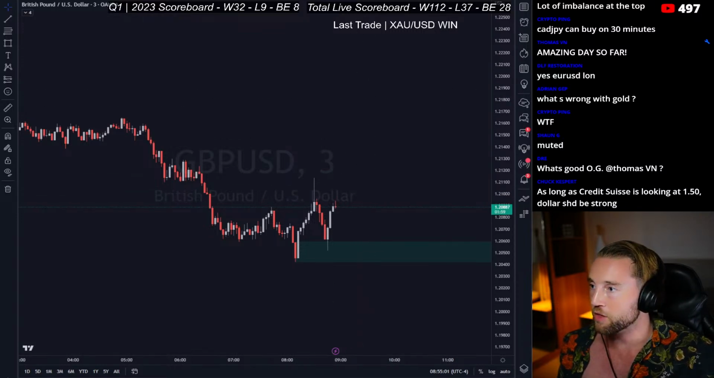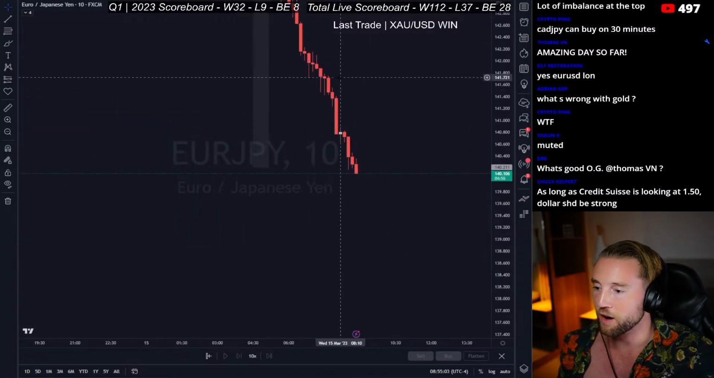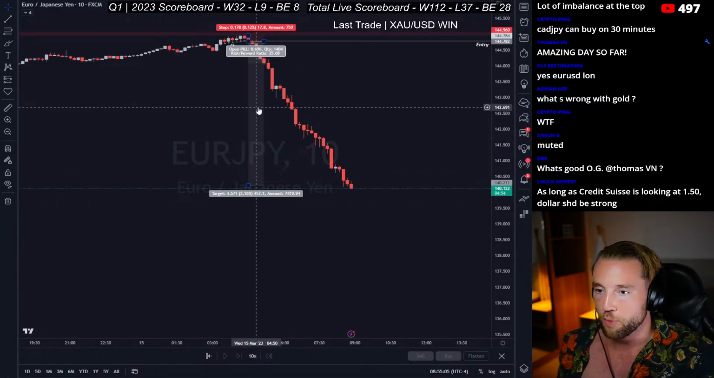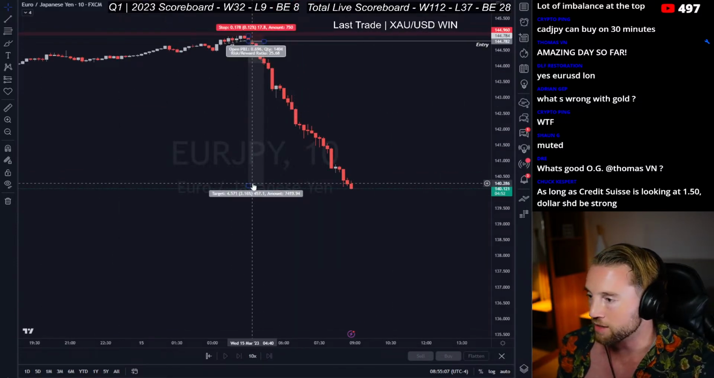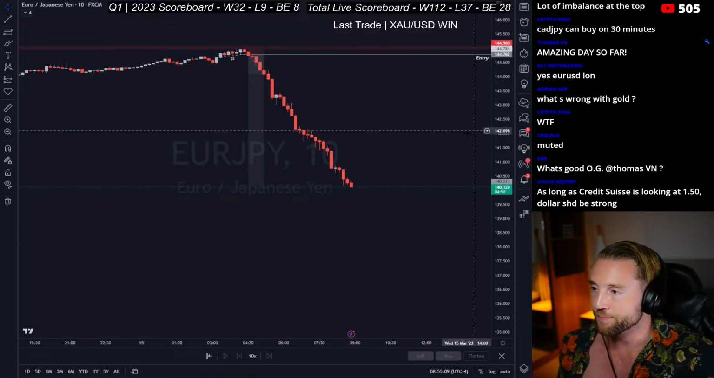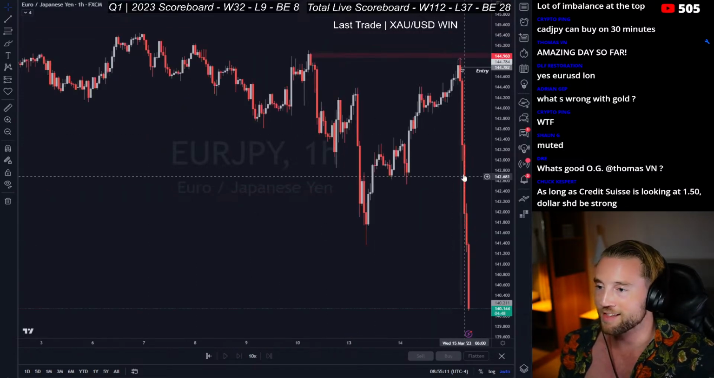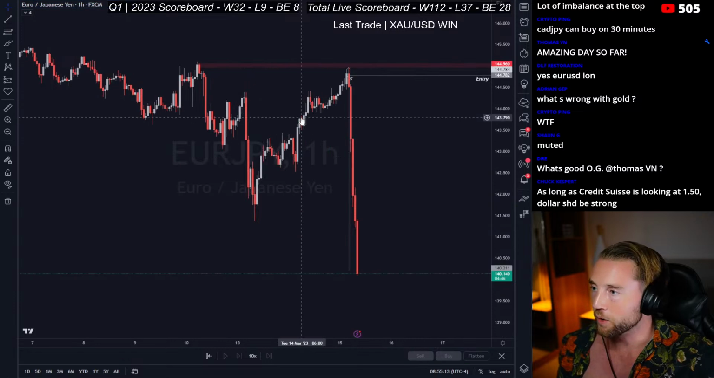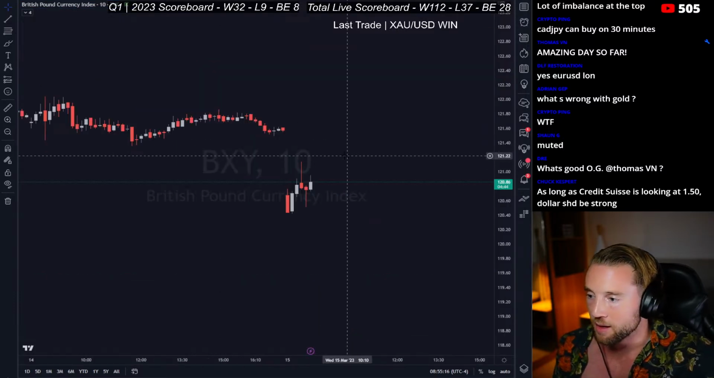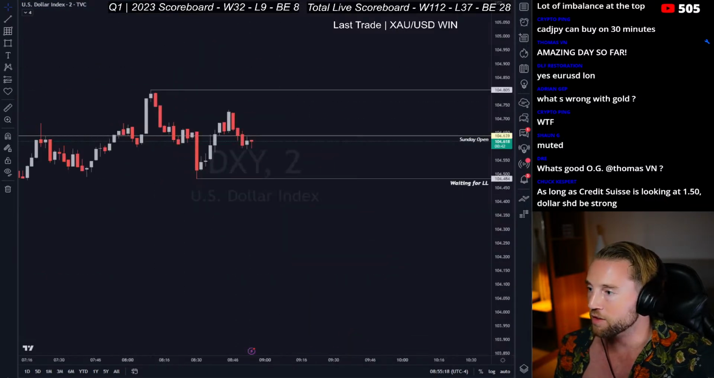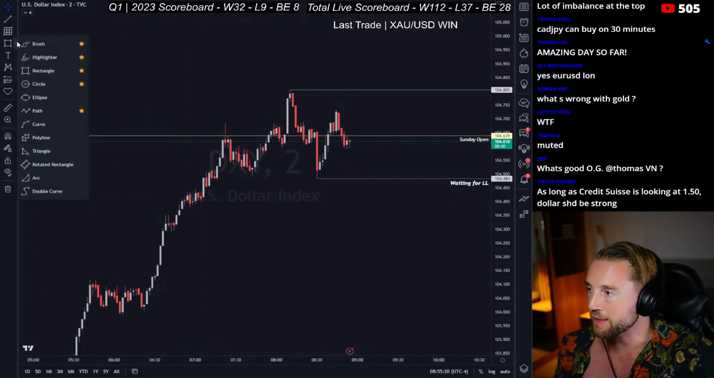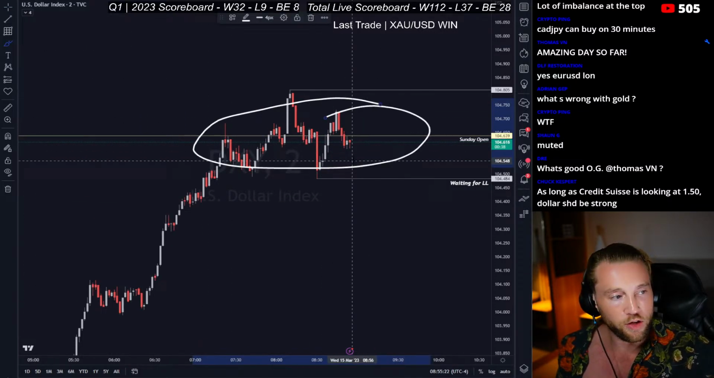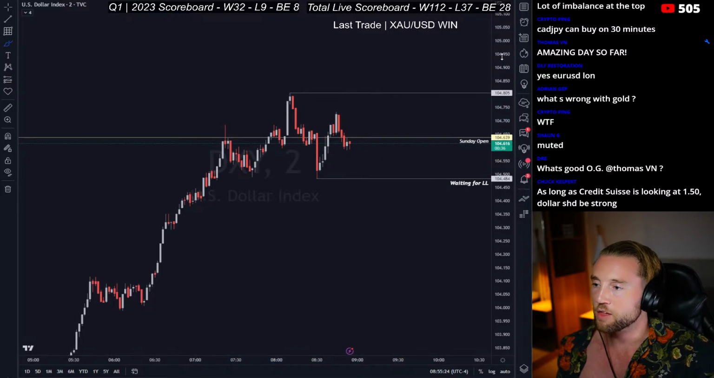Man, that euro Japanese yen trade is by far the biggest trade of our private session we had here. Absolutely crazy. It just keeps falling. It's not looking good here. Wow, look at that. Anyways, yes, GU has potential if the dollar breaks that low. But at this particular moment, we're still ranging here.